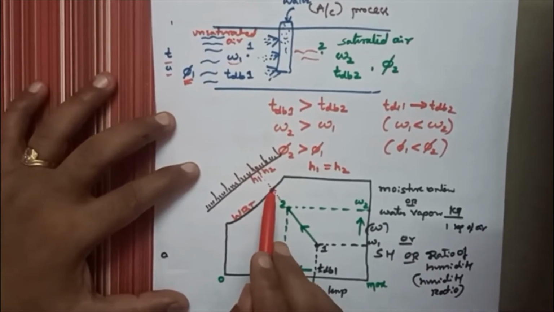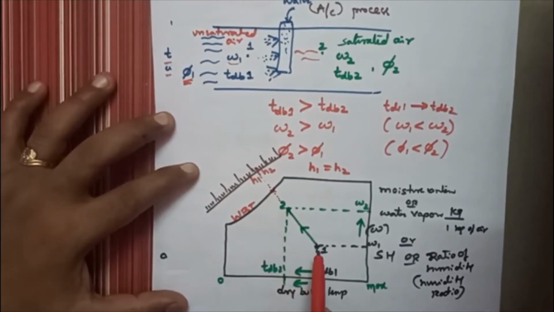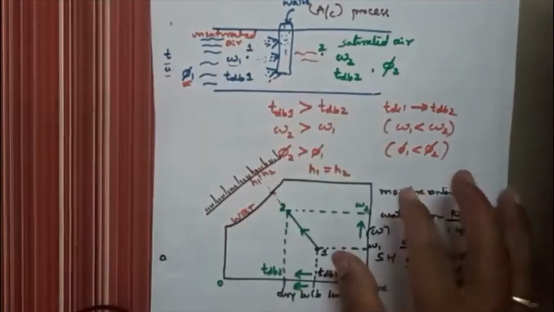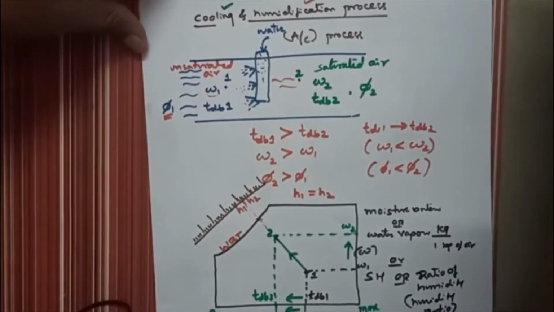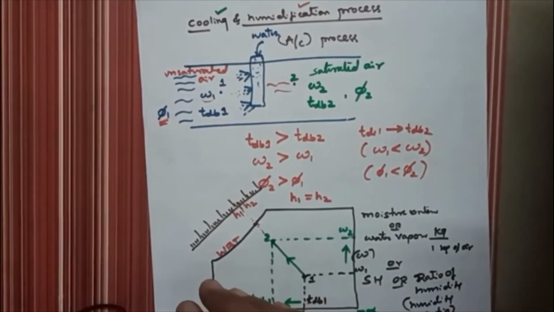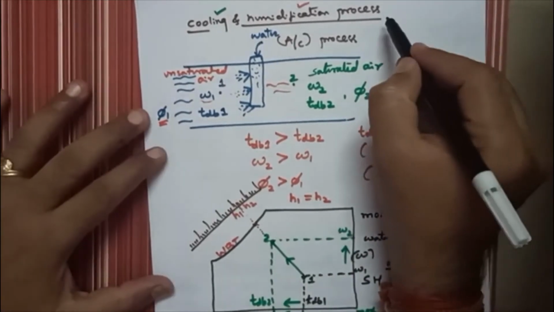For example, here the temperature is 70 degrees. So at point number 2 the wet bulb temperature is 70, and at point number 1 it is also the same. This is the representation of the cooling and humidification process. This will be asked for some 10 marks. It is also called evaporative cooling.